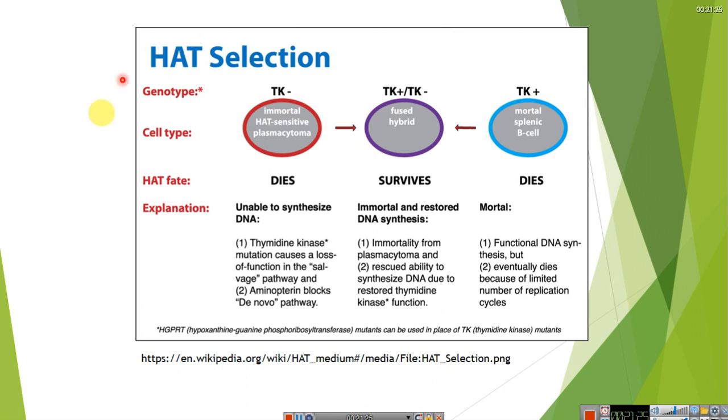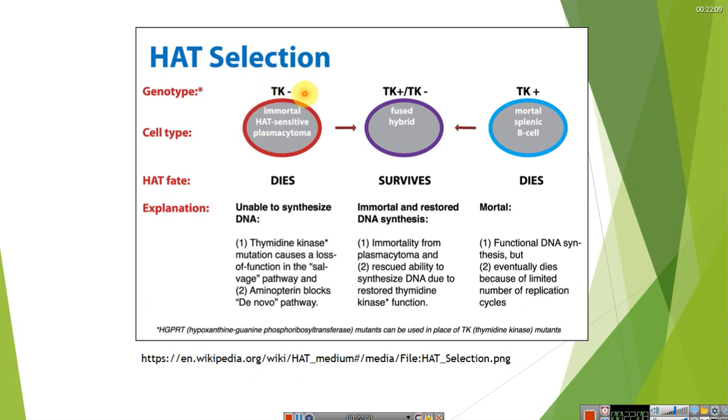Now this figure summarizes the selection process on the HAT medium. Say we have three types of cells when we allow the fusion: mortal splenic B cells, myeloma cells, and hybrid cells, right? So on HAT medium, what will be their fate? The B cells which we have taken are thymidine kinase positive, and the myeloma cells are thymidine kinase negative.